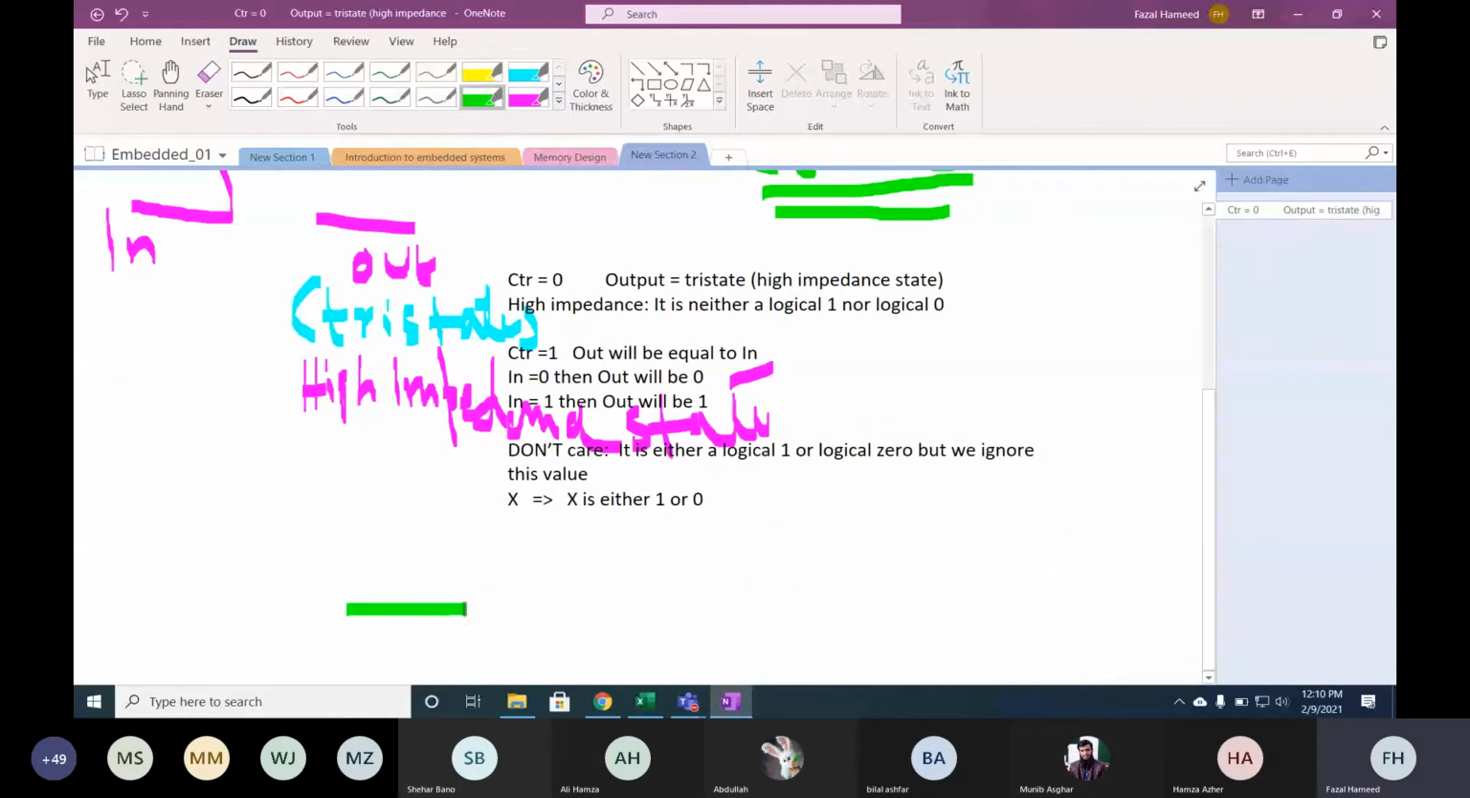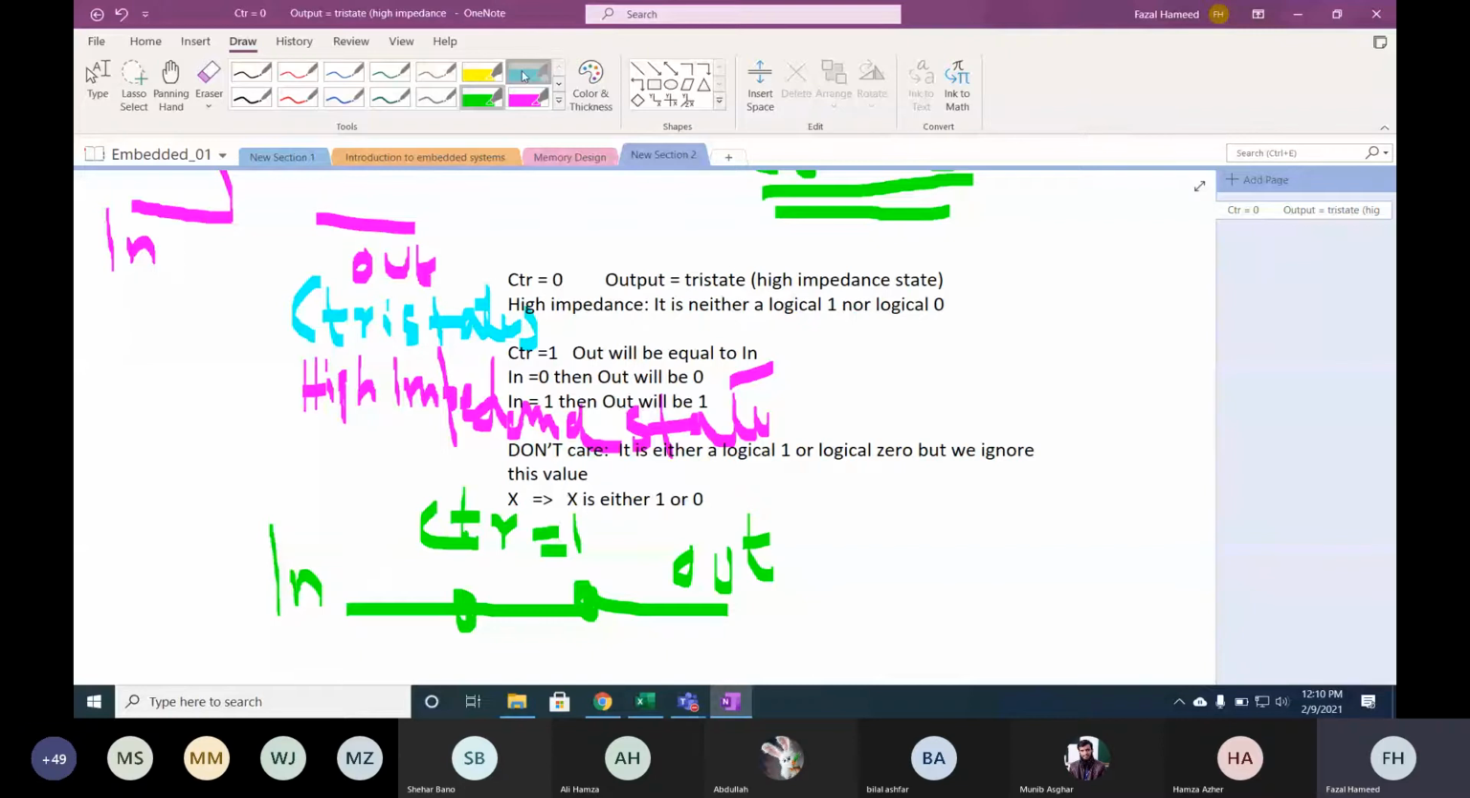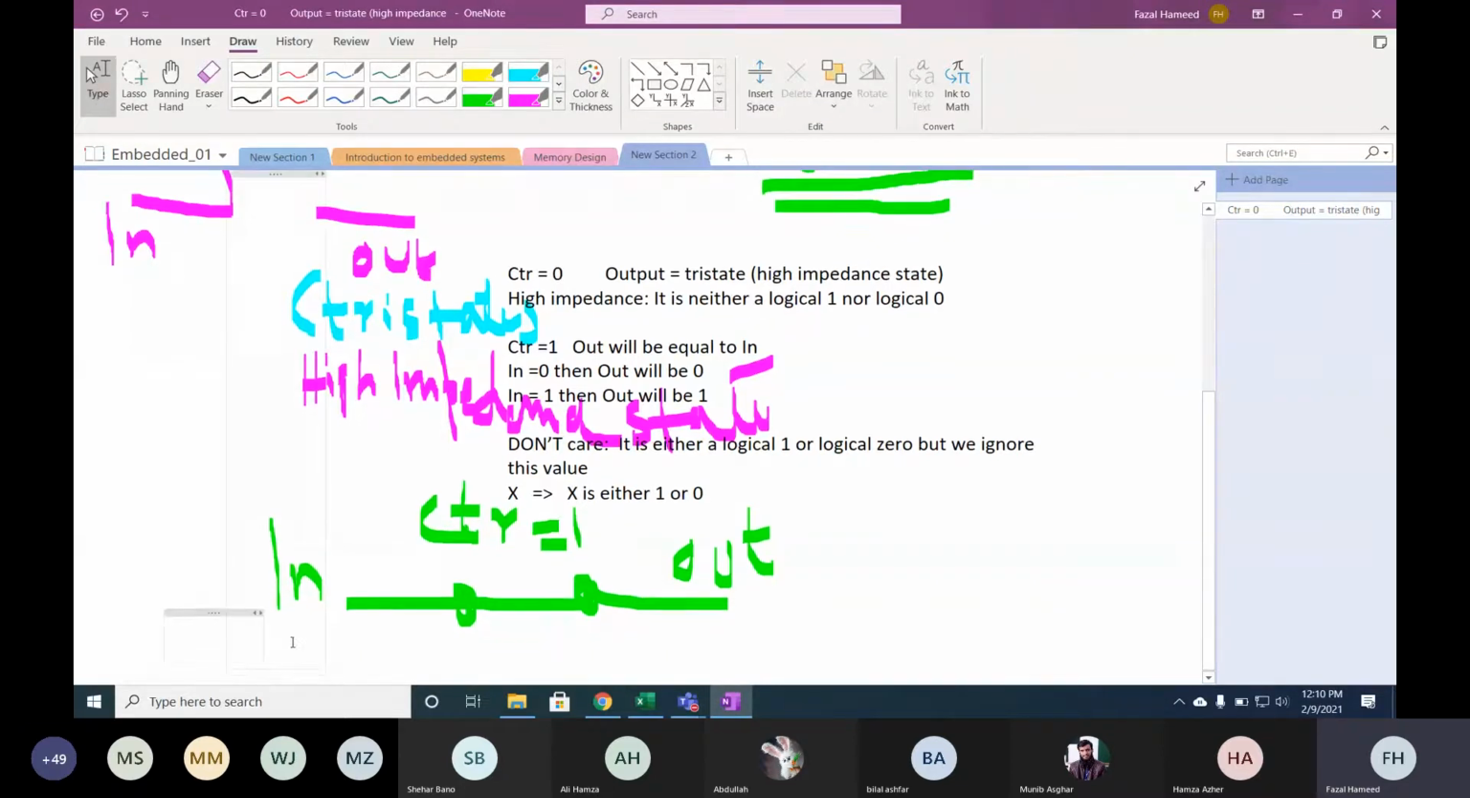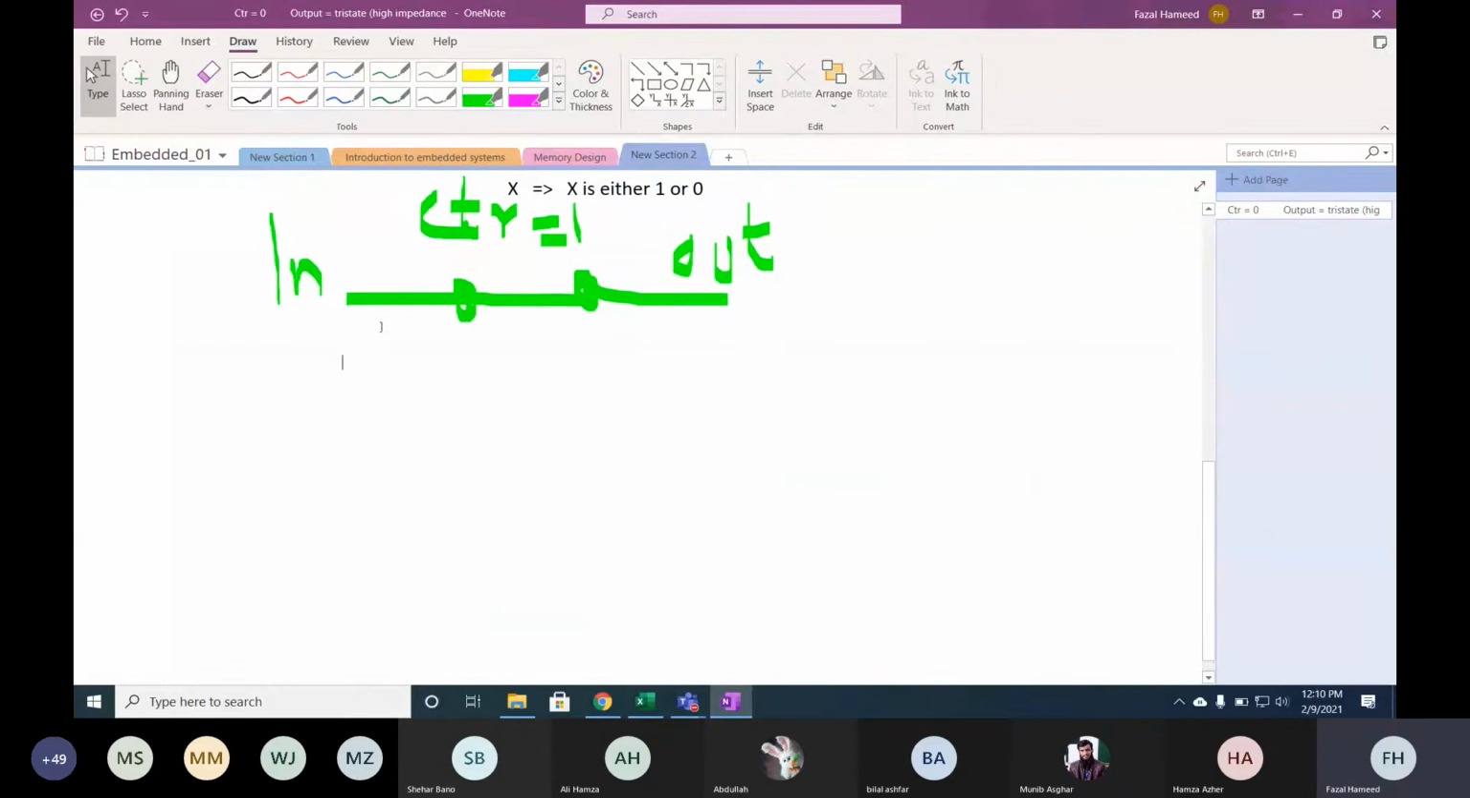Now there is another possibility. When control is equal to 1, the output will be connected to the input. The input can have two possible values. When the input is 0, the output will be 0. When the input is 1, the output will be 1.